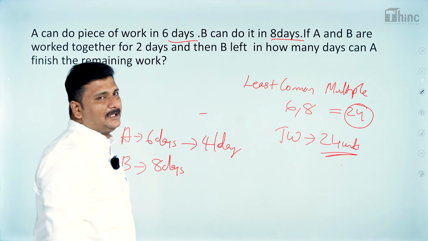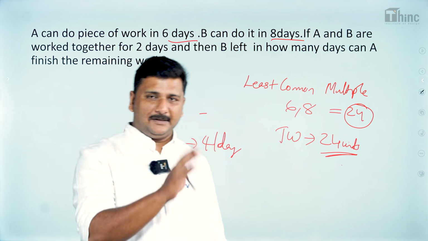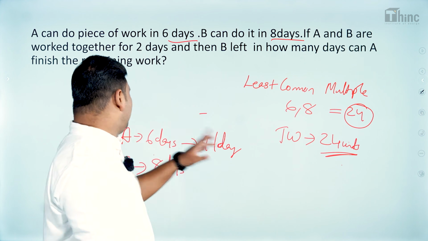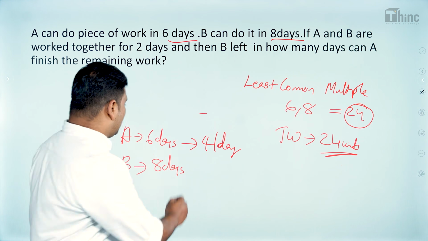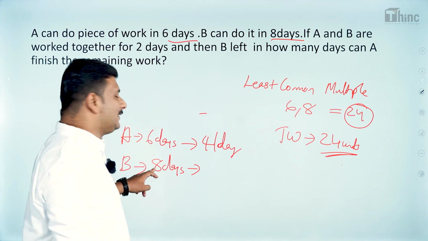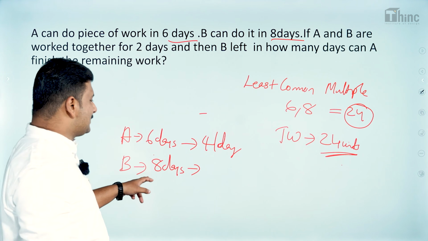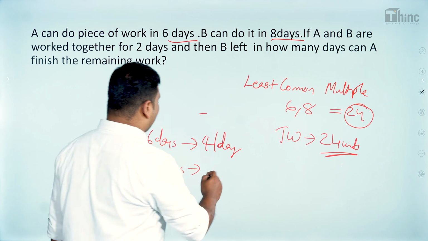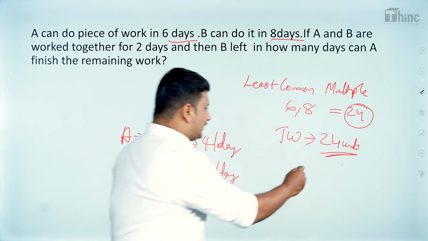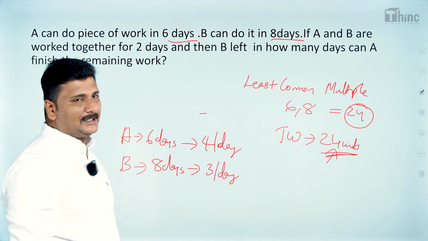If the total work is 24 units, it is already given that A can finish the entire work in 6 days. So the contribution of A in 1 day will be 24 by 6, 4 units per day. And what will be the contribution of B in 1 day if the total work is 24? It's clearly given that B can finish the entire work in 8 days. So if B can finish 24 units in 8 days, B can do 24 by 8, 3 units per day, right? So if the total work is 24, the contribution of A in 1 day is 4 units and the contribution of B in 1 day is 3 units.